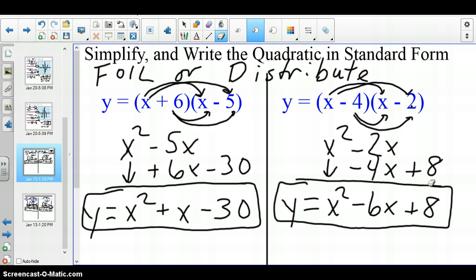So graphing in intercept form, you plot your x-intercepts, add your intercepts together, divide them by 2 to find the x of your vertex, and then plug it in to find your y. FOIL and distributing should be a little bit of review for you from past algebra classes.